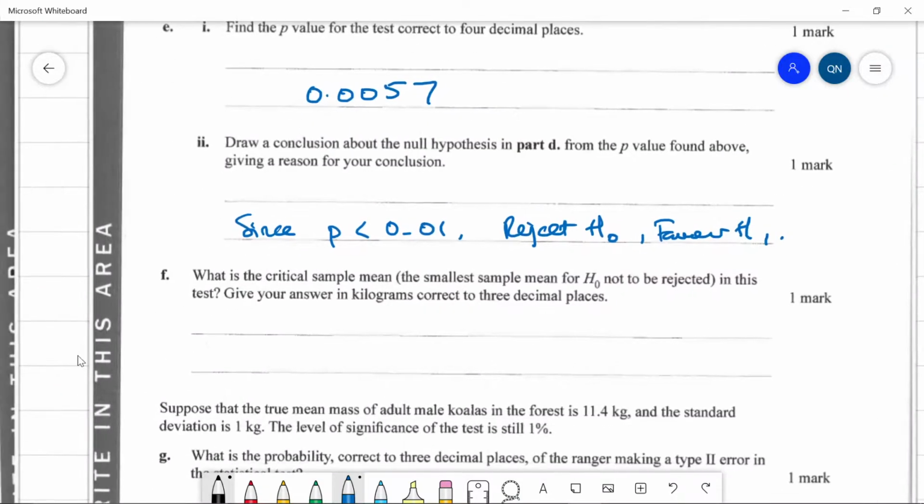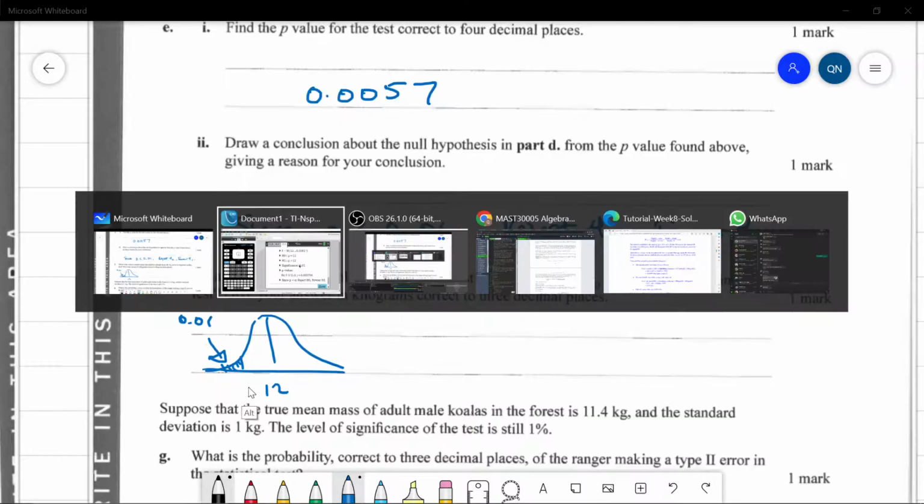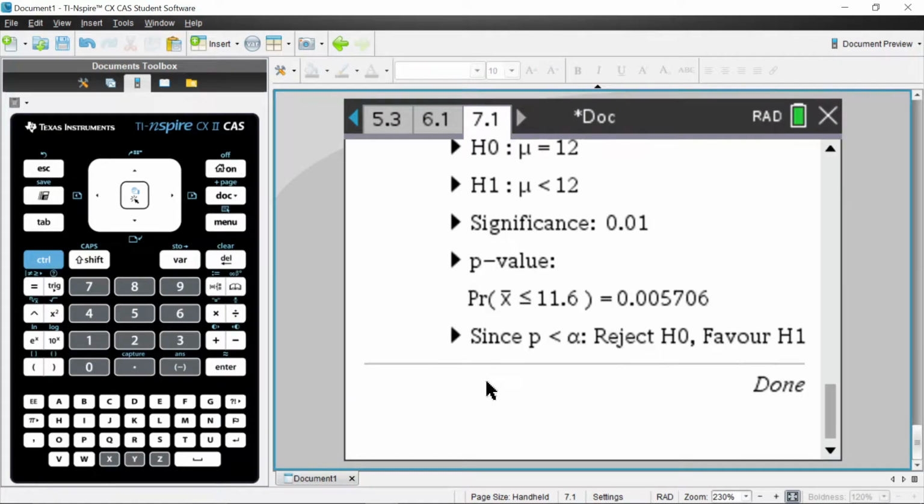But that shouldn't be too bad to do, because if you think about the normal distribution, it was 12, right? And we're doing a one-sided test, so it's going to be over here, and we want this thing over here to be equal to 0.01. So we're just going to do some kind of inverse normal.